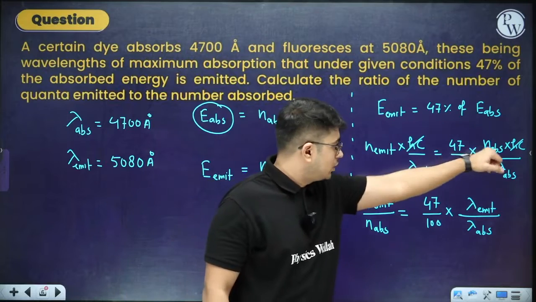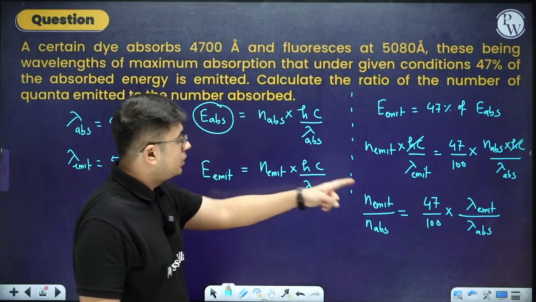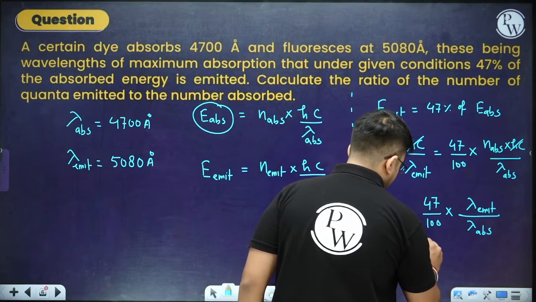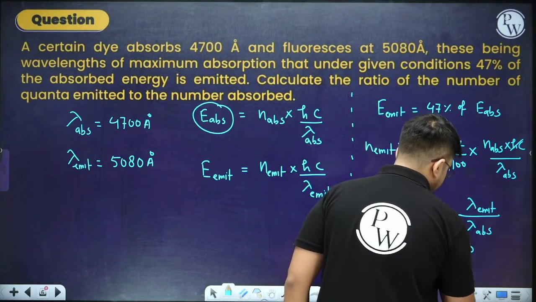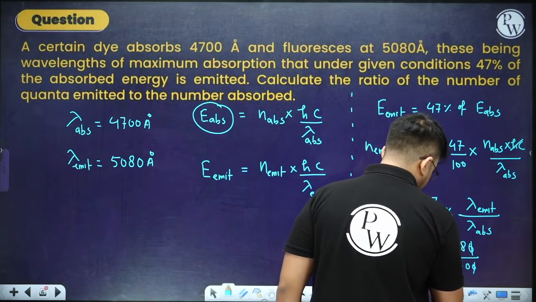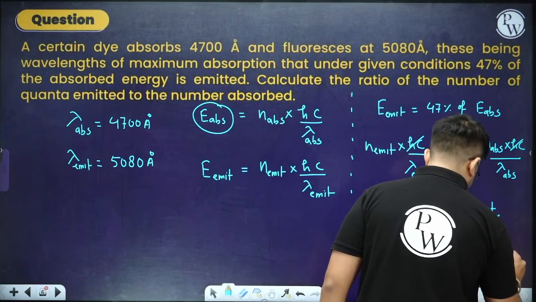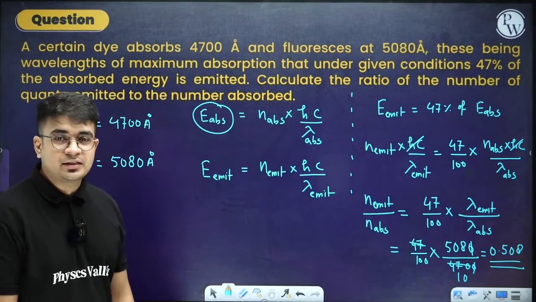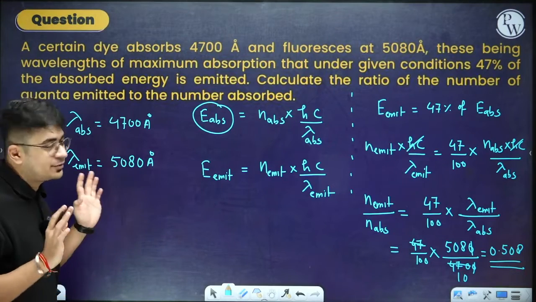I am just moving this n absorbed to the lower side, and moving this other part to this side. So you can see this is the final equation. We know the lambda emitted and lambda absorbed. We can put the values and solve the entire equation. That will be 47 by 100 multiplied by 5080 divided by 4700. So that will be 0.508. That will be the final ratio. I hope this entire part is clear. Very simple question. By simply putting in the formulas, you will get the final answer. I hope this entire question is clear to everyone.